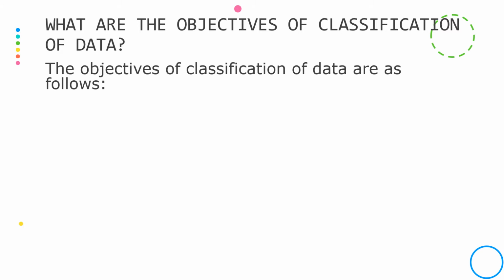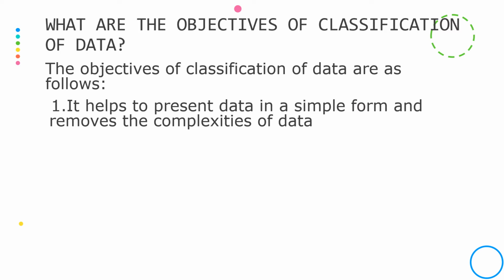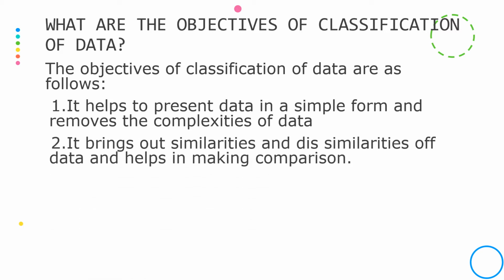Now that we have made ourselves familiar with a couple of terms in statistics that we will be coming across quite often, let us try to understand the objectives of classification of data. What do we seek to achieve from classifying data? Well, it helps to present data in a simple form and removes the complexities of data. It brings out similarities and dissimilarities of data and helps in making comparison. It's always easy to compare one set of data with another set of data.